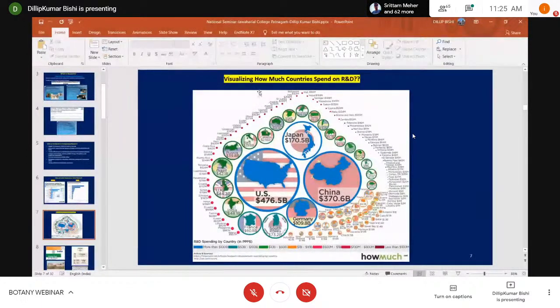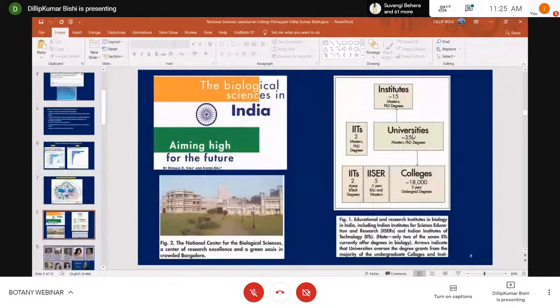So now, just talking a little bit about how much a particular country spends on their R&D. If you see, the US is spending very high, and China and Japan also. But India is lagging behind, only $48 billion per annum, which is very insufficient compared to our larger mass. So what is the solution? How can we become a global superpower in research? In this context, I have collected some information that was mostly published in the literature, and they have suggested how exactly we can be a superpower.